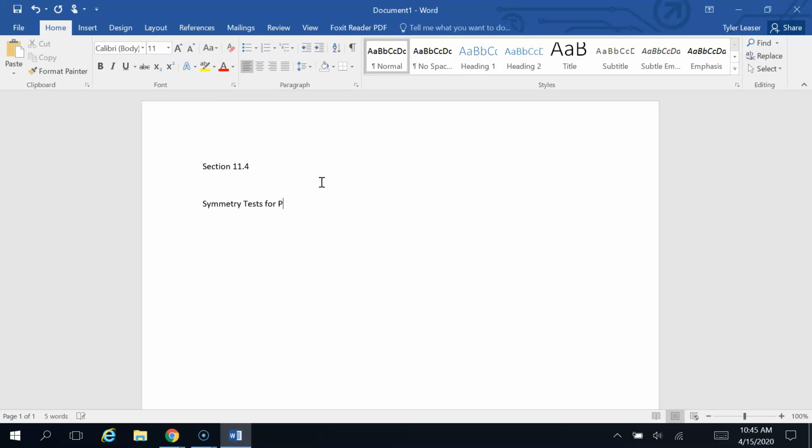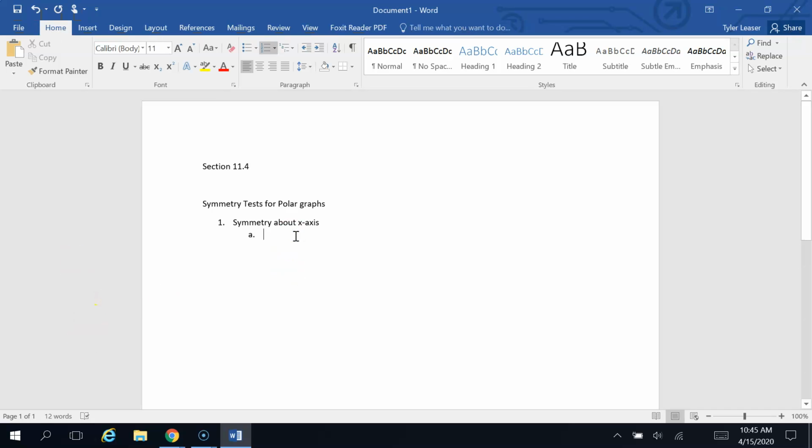So symmetry tests for polar graphs. Okay, so when we're talking about symmetry, we're still looking at the x-axis and the y-axis. We need to know if it's symmetric, and there's three different kinds of symmetry. The first one is symmetry about the x-axis. So if you fold it over the x-axis, does it all match up?